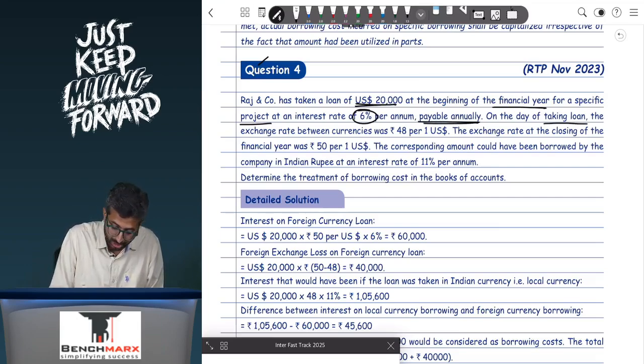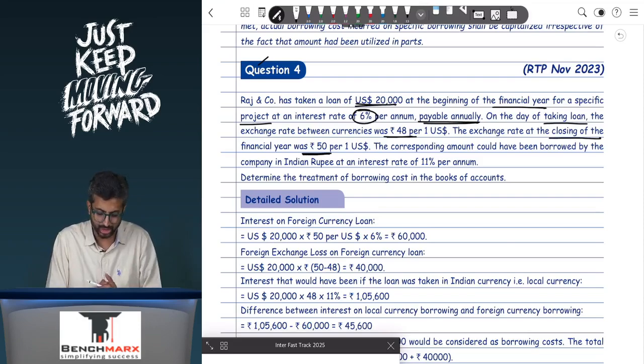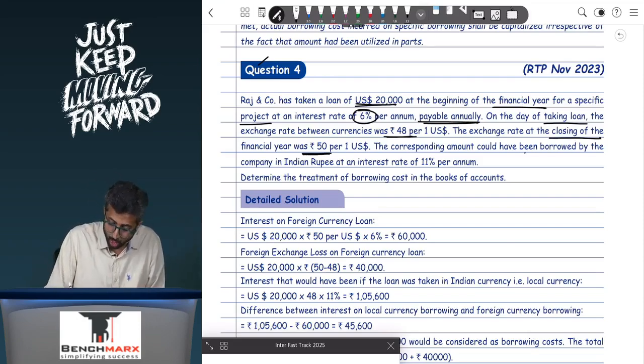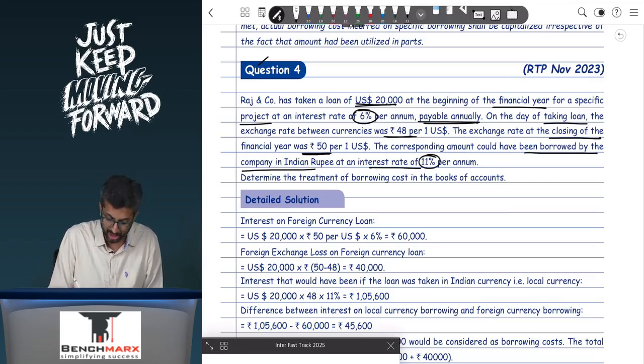On the day of taking the loan, the exchange rate between the currencies was 48, and the exchange rate at the closing, at the end of the year, was rupees 50. Okay, so that is the change in exchange rate. The corresponding amount could have been borrowed by a company in Indian rupees at a rate of 11% per annum. This is the Indian currency rate. Show the treatment of borrowing costs in the books of accounts.